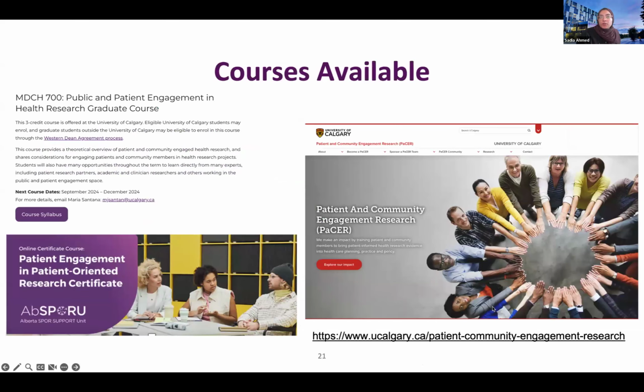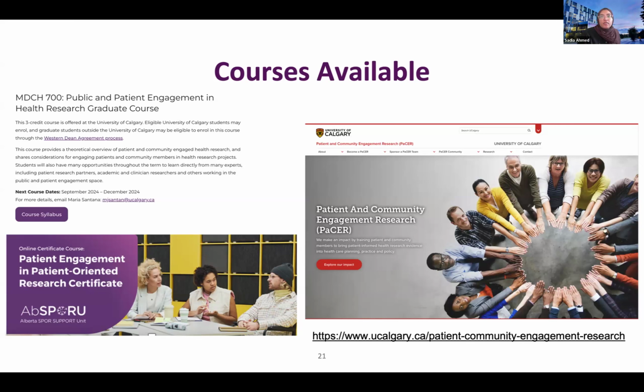We also have courses available. So we have a graduate course in public and patient engagement and health research. And this helps to really understand the theoretical overview of patient-oriented research and also have the opportunity to learn directly from experts, including patient research partners and academics and clinician researchers.